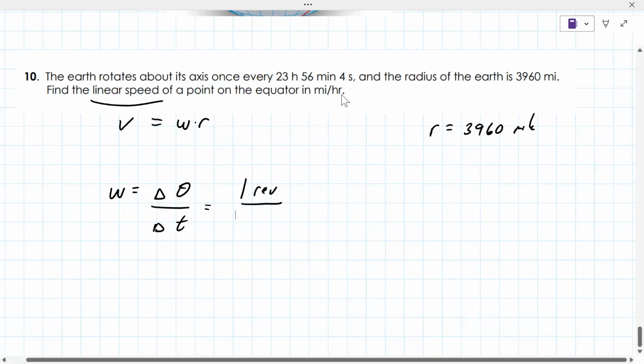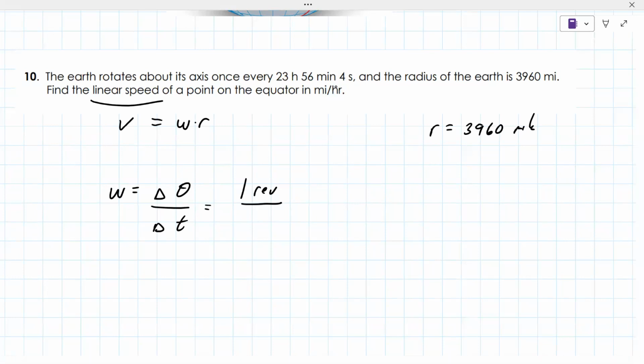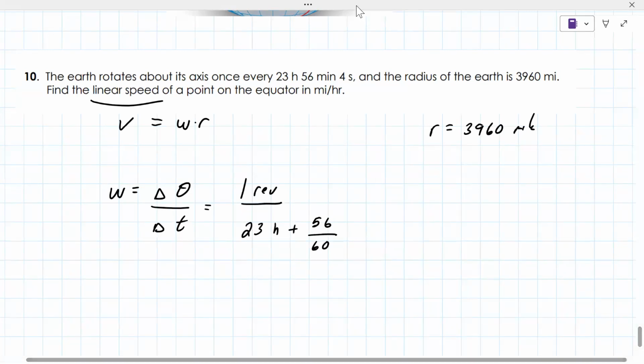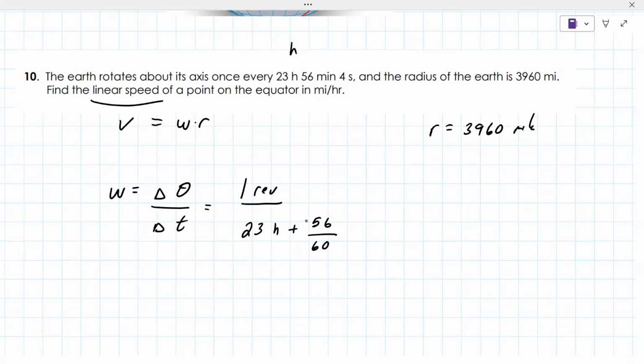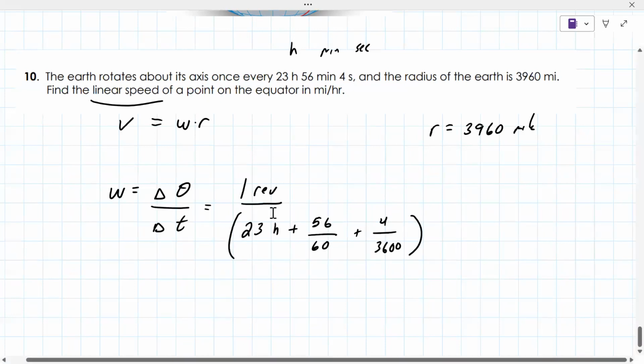Yes. Now we want our final answer in hours. Maybe the clumsiest part of this. So we have 23 hours plus 56 over 60. Is it clear why that converts it to hours? Yeah. It's the whole hours, minutes, seconds thing. Plus 4 over 3,600. So that gives you hours down here on the bottom.